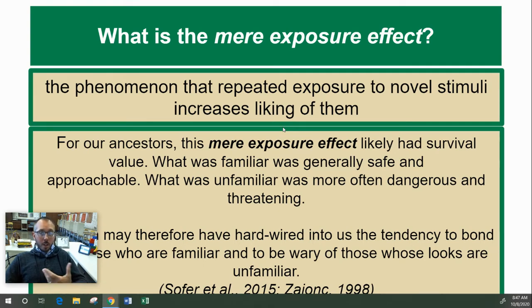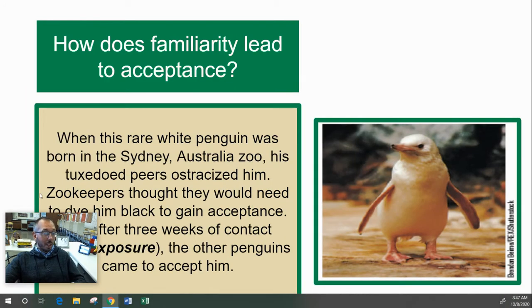For our ancestors, it makes a lot of sense. What was familiar was genuinely safe to them and approachable. What was unfamiliar caused danger. So we may therefore be hardwired to bond to things that are familiar to us. It's actually really kind of cute.